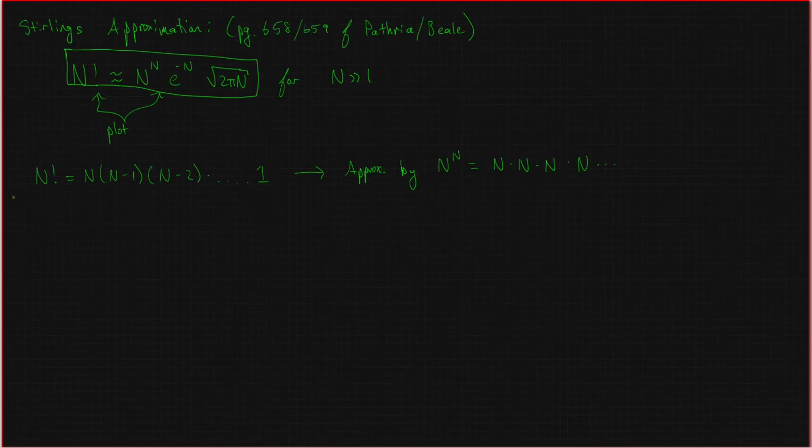Okay, so let's now look at the multiplicity of a large Einstein solid. So hint, the word large here is going to allow us to invoke Stirling's approximation. So, multiplicity of large.